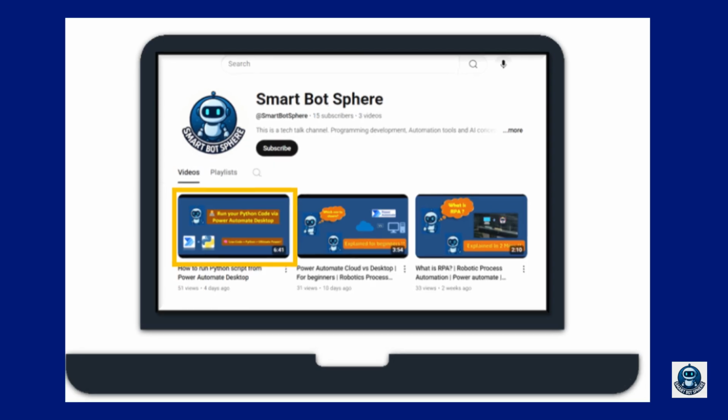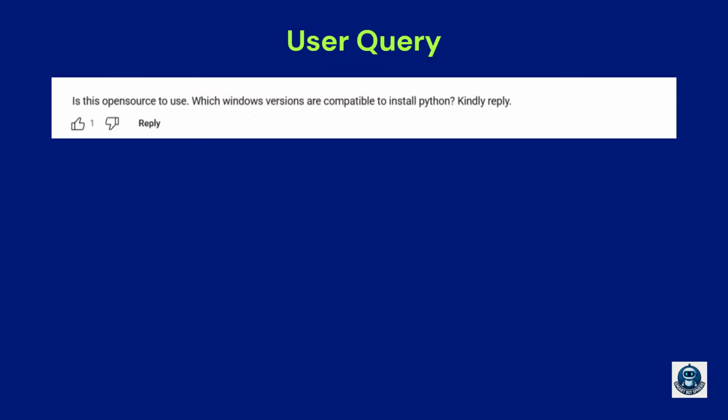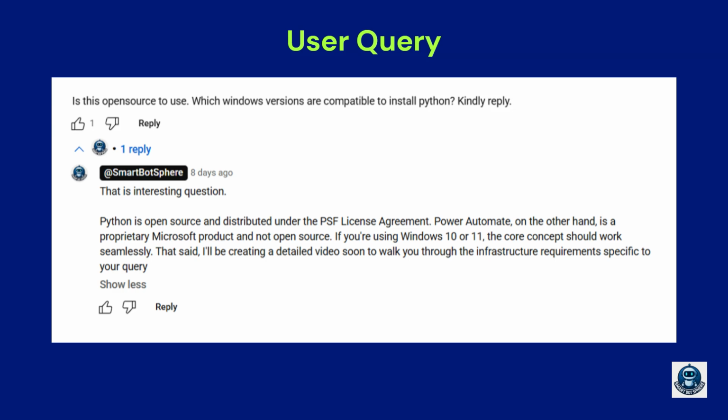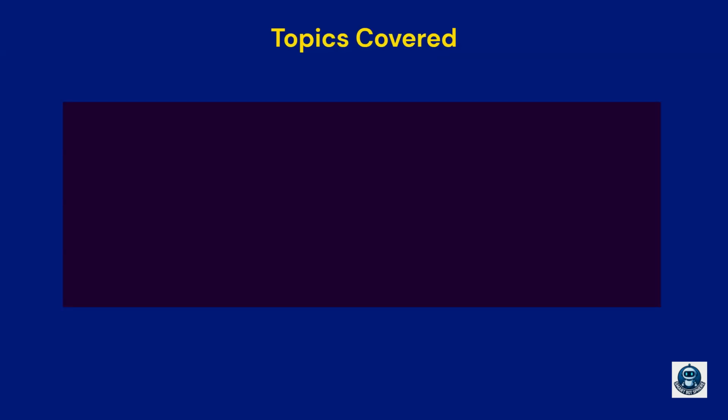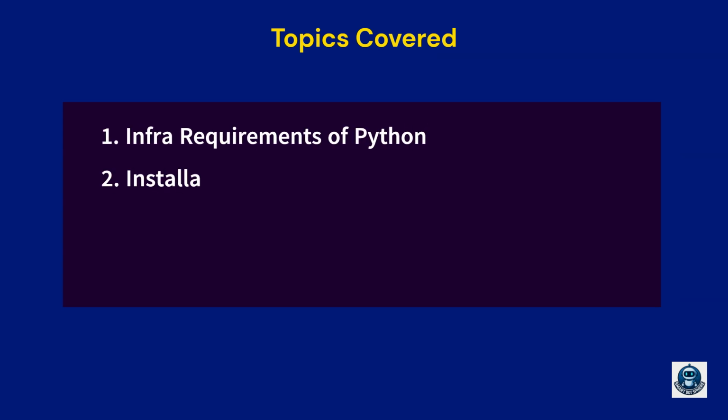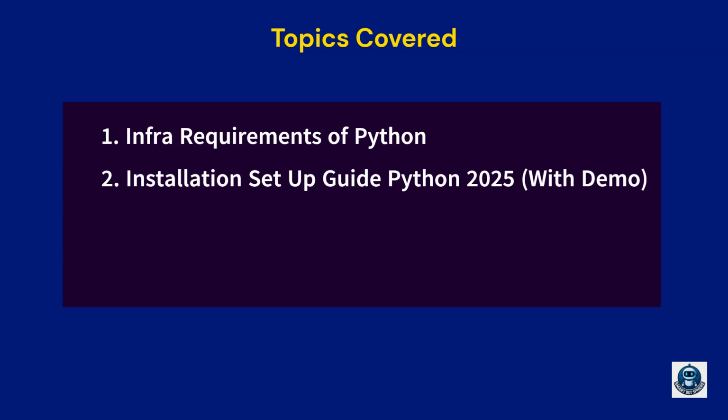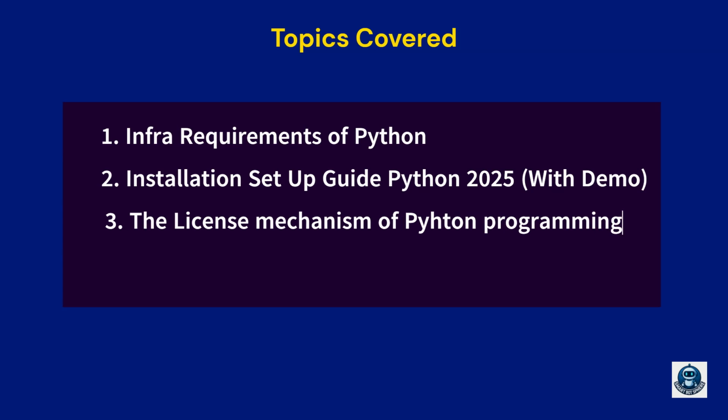One of the viewers asked in a comment on our previous video on open source license which Windows version is compatible with Python. I have responded, but thought, why can't we make a detailed video on the infrastructure requirements of Python and also a complete installation setup guide for 2025? Also, I have covered in this video how Python is open sourced and different aspects of its license mechanism. I will cover Power Automate in another video.